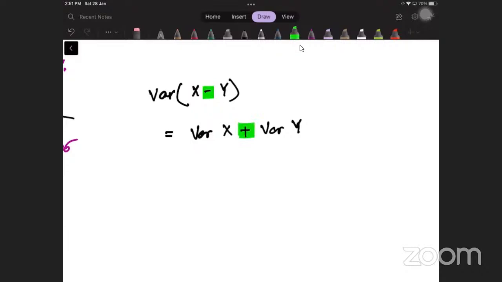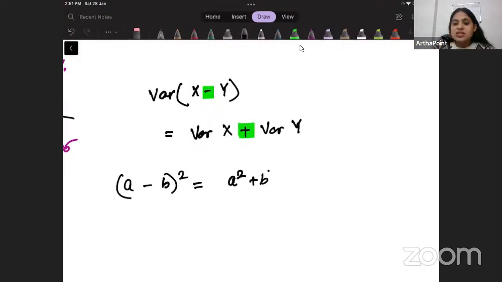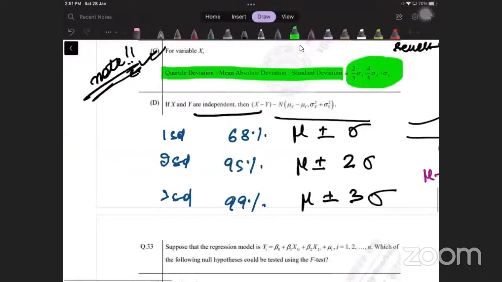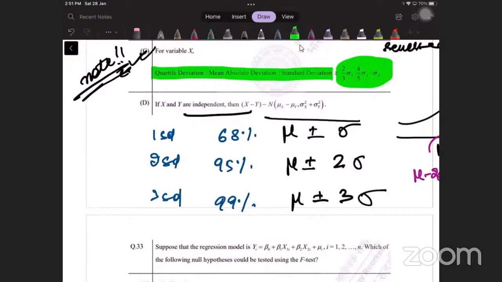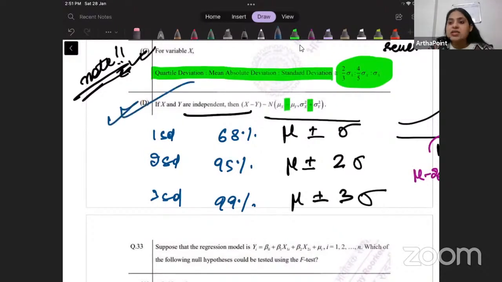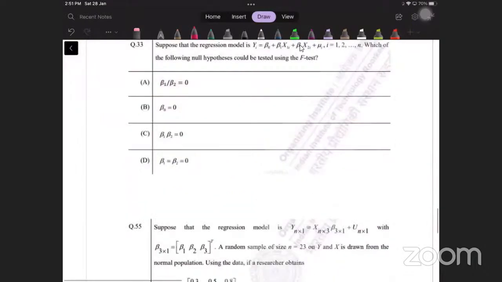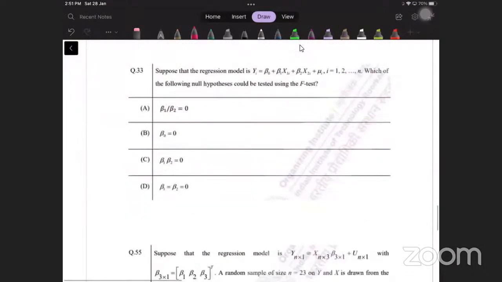How can you remember this? Remember this formula. A minus B whole square is A square plus B square minus 2AB. So A square or B square में plus sign ही आता है always. These are the variances. इनके बीच में हमेशा you will have a plus sign. So if you notice here, this has a plus sign between the variances. Mean has a minus sign. This is absolutely correct. So X minus Y is normally distributed with mean getting subtracted, but variance will always be added. Okay.